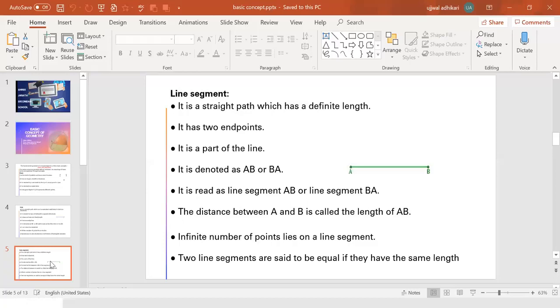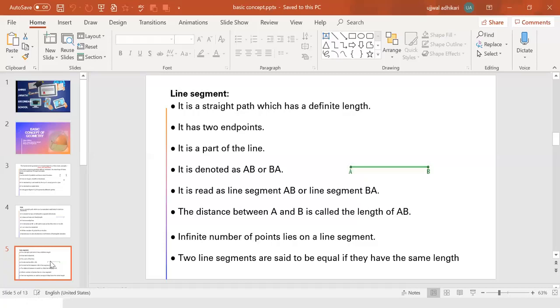Two line segments are said to be equal if they have equal length. If they have equal measurement, then we can say that they are equal line segments. For example, if you have a copy and the opposite edges of the copy are equal, how can you say that these both edges are equal with each other? Obviously, by measuring, you can say that these both edges are equal. It means that these are two line segments, and these two line segments are equal with each other. That is the concept of line segment.